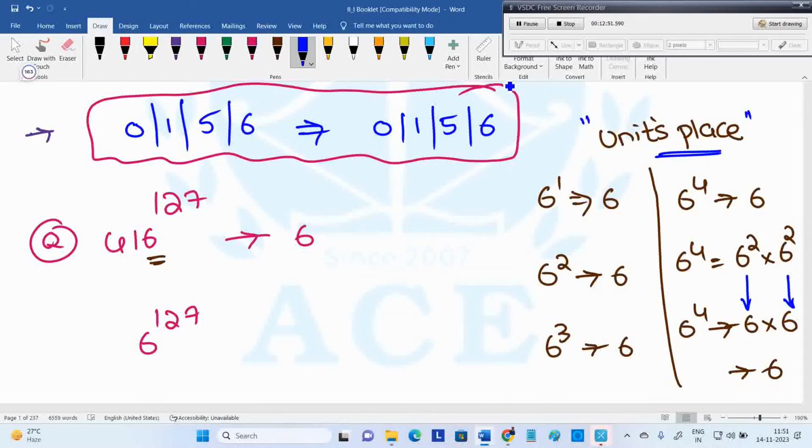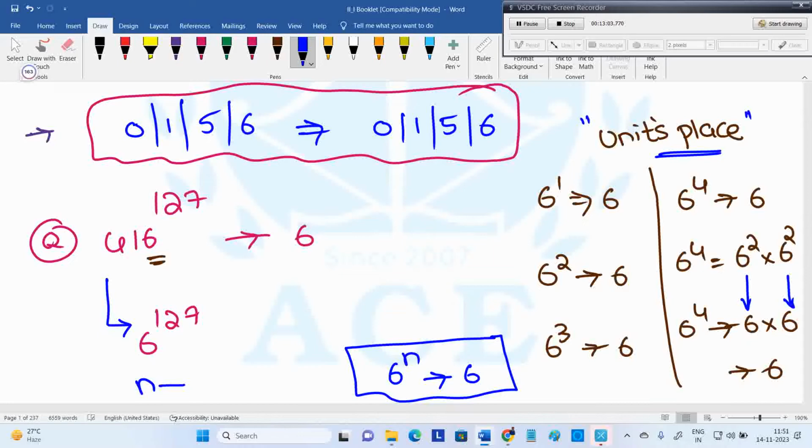So definitely, 6 power n, we came to know it's nothing but 6, where n is a positive integer. We already concluded n is a positive integer. If n is a positive integer, then obviously 6 power anything we can take as ending with 6 only.